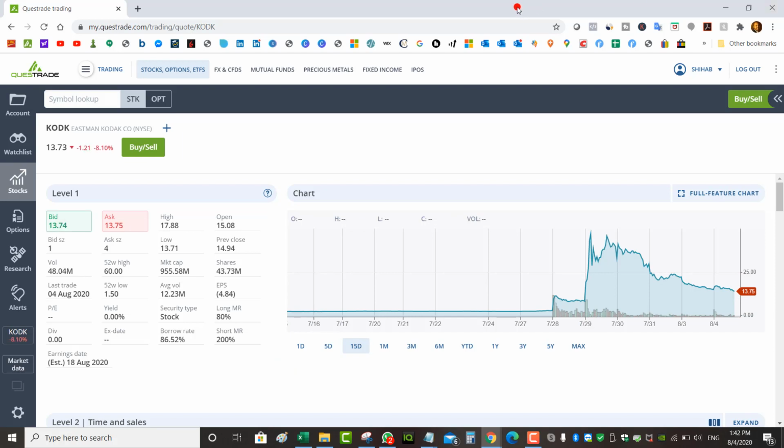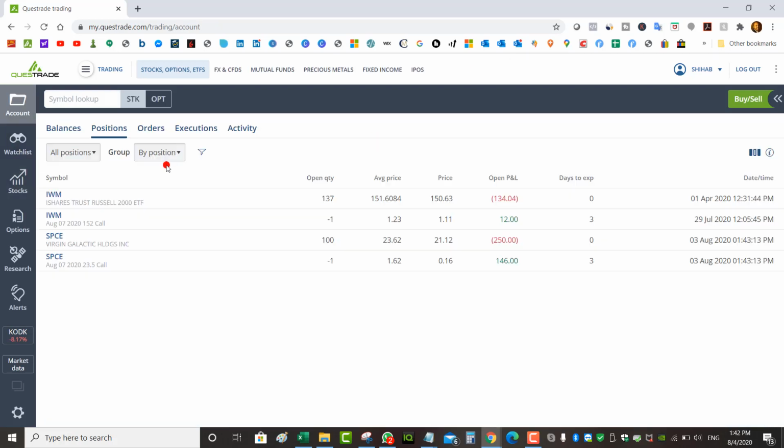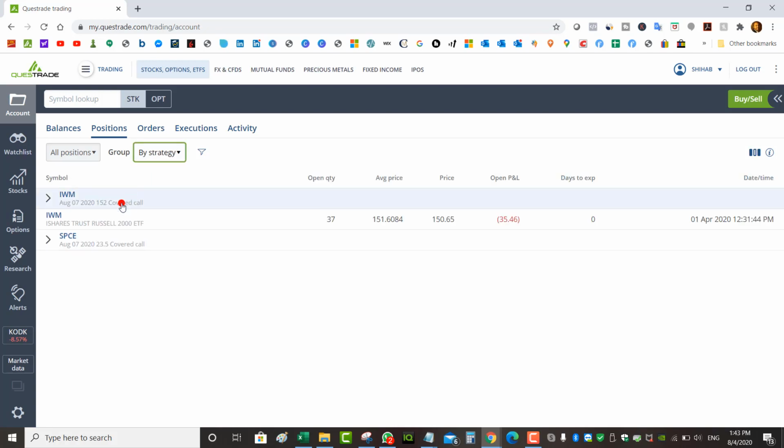So I just wanted to bring this to your attention. If you're selling covered calls in a margin account, two things. If you don't need level 4 options, remove it and stick to level 2 options, and make sure you're grouped by strategy so that you can always see that you've got a covered call position. So I hope this was clear.